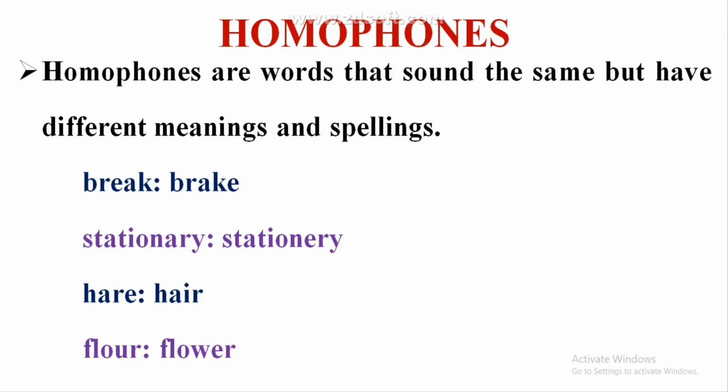Next are homophones. Homophones are words that sound the same but have different meanings and spellings. Example, break and brake. Break means to break something. Brake means you have to put the brake on to stop a vehicle. Similarly, the words stationery, hair and flower.